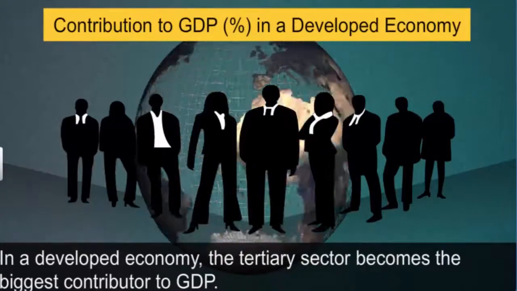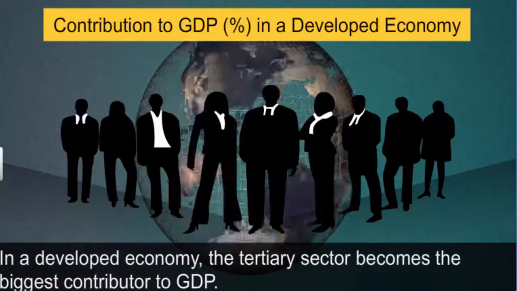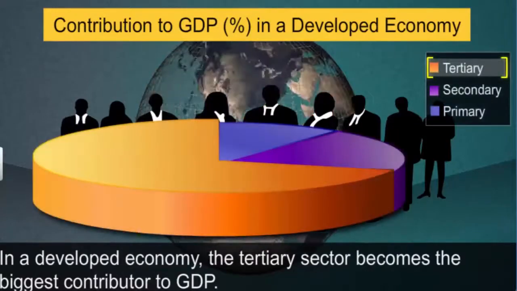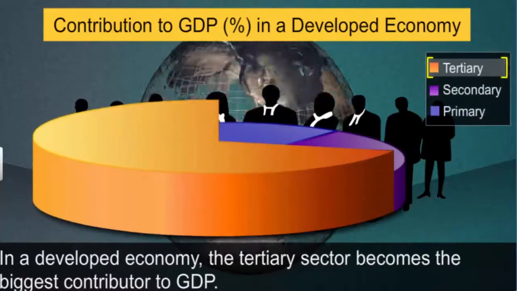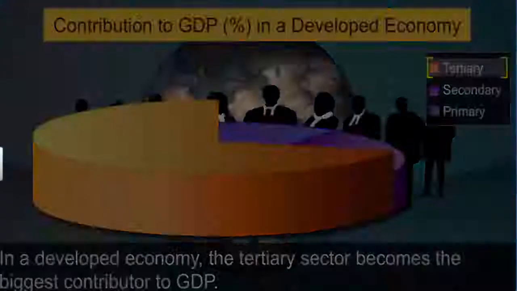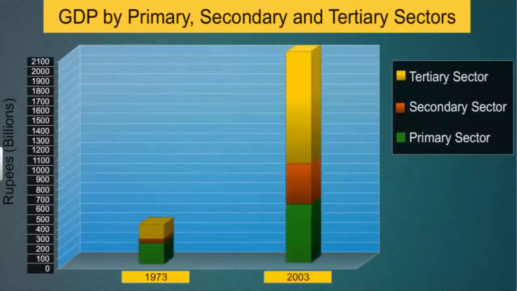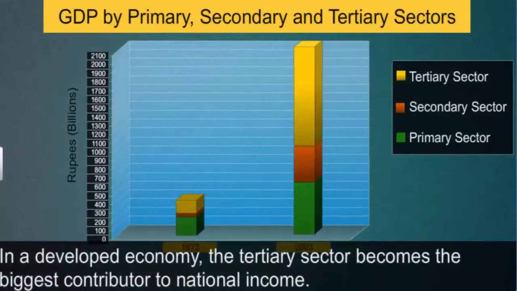In developed countries, people can afford and demand more and more services, leading to a rapid growth in the tertiary sector. Thus, in developed countries, the tertiary sector is the biggest contributor to the GDP. The graph here shows the change in the contributions of the three sectors to India's GDP from 1973 to 2003. The graph shows that although all the three sectors expanded, the tertiary or services sector recorded the largest growth to become the largest sector in India's economy.